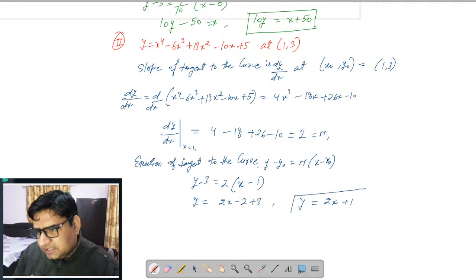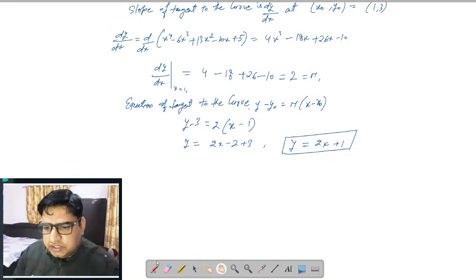Okay, so that is the equation of the tangent to the curve. Now we'll simply write down the equation of the normal to the curve.